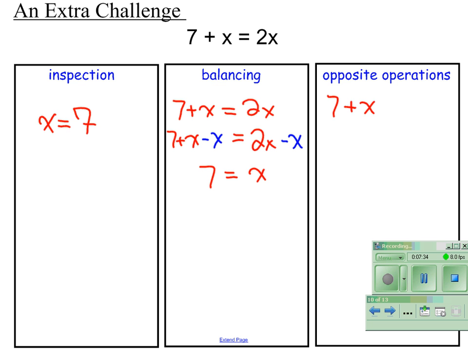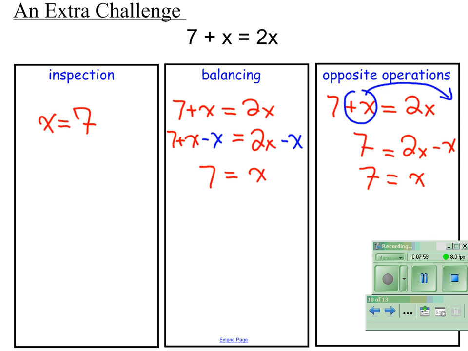If I were to show this using opposite operations only, I just won't be showing the fact that I've subtracted x from both sides. Instead, it'll look more like this. The positive x is moving to the other side using opposite operations. So the 2x remains and the 7 remains, but the positive x moves and becomes a negative x. And 2x minus x is x, and it equals 7. So regardless, we get the same answer. Guess and check, balancing, opposite operations.